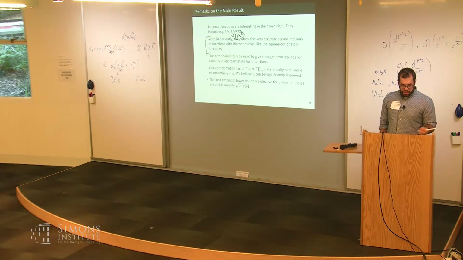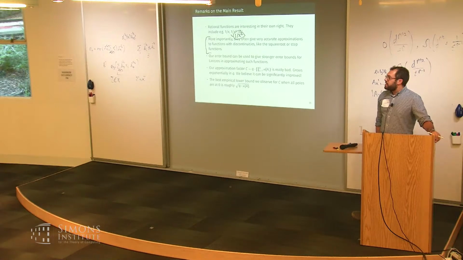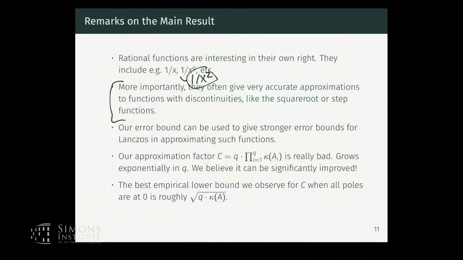Another important motivation for looking at rational functions is that they often give really accurate approximations to functions that have discontinuities, much better than polynomials do. So this includes functions like square root or step functions, which have really good rational approximations. I'm not going to write anything down in this talk, but you can use our error bound to give stronger error bounds for Lanczos on functions that can be approximated with rational functions via some sort of triangle inequality type argument. So exactly what you're saying.